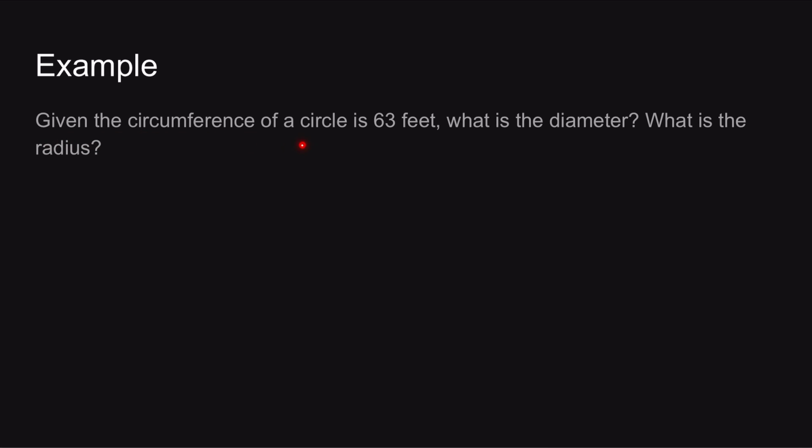Given the circumference of a circle is 63 feet, what is the diameter? What is the radius? So we're kind of flipping it on its head. We're used to being given the diameter or the radius. In this case, we've been given the circumference. So let's think of our formula. C equals pi times diameter, right? That's our circumference formula.